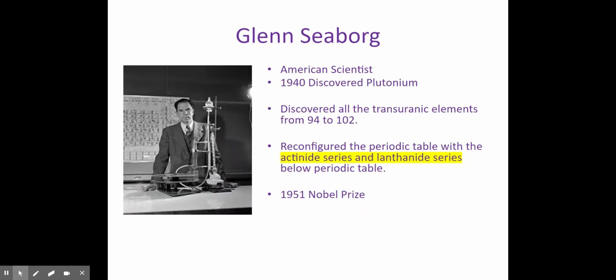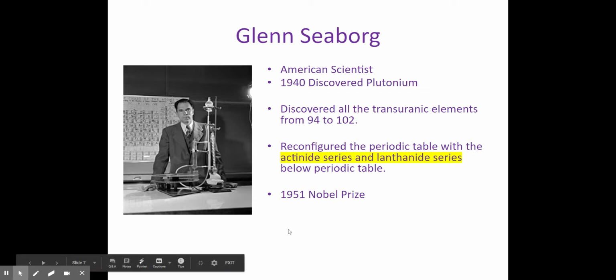Then Glenn Seaborg was an American, and in 1940 he discovered plutonium. He discovered lots of other elements that were not in the original octaves. He reconfigured the periodic table and added the actinide and lanthanide series, and won the Nobel Prize in 1951. Now, these are not by any stretch of the imagination all the scientists that were involved in getting us to where we are with what we know about chemistry and the periodic table, but these are just a few of the big names that really had a lot to do with where we are now.